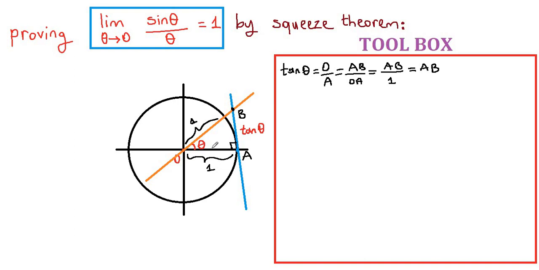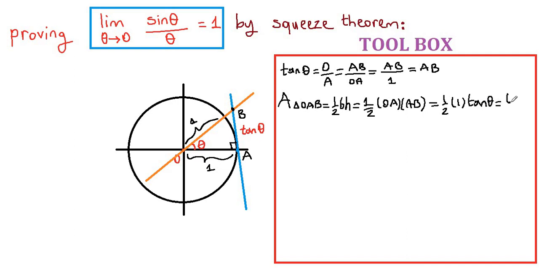Now, let's compute the area of triangle OAB. The area of triangle OAB is given by 1/2 times base times height, which is 1/2 times our base, line segment OA, and our height is line segment AB. So it's going to be 1/2 times 1 times tangent theta. So from here, the area of triangle OAB is tangent theta over 2.